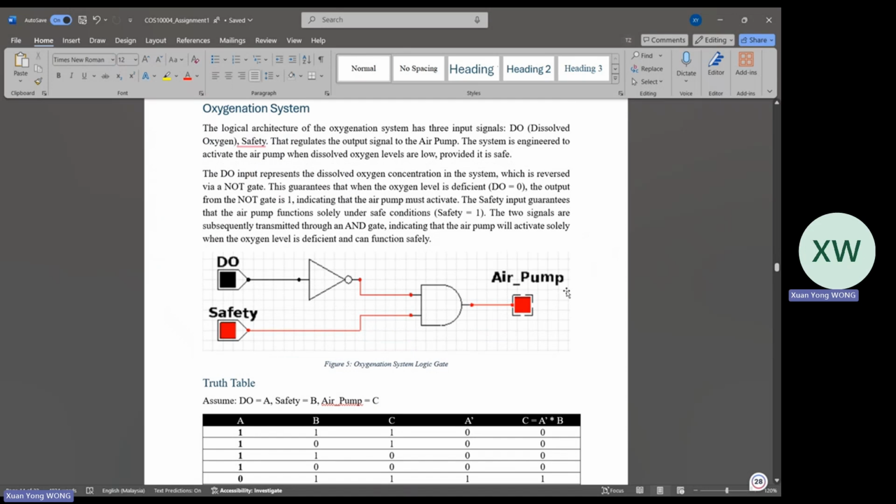Thirdly, there is the oxygenation system. We're using the dissolved oxygen sensors to detect the dissolved oxygen in the water. When the dissolved oxygen sensor does not detect dissolved oxygen and the sensor is safe to detect, then they will turn on the air pump to pump the air inside the water.